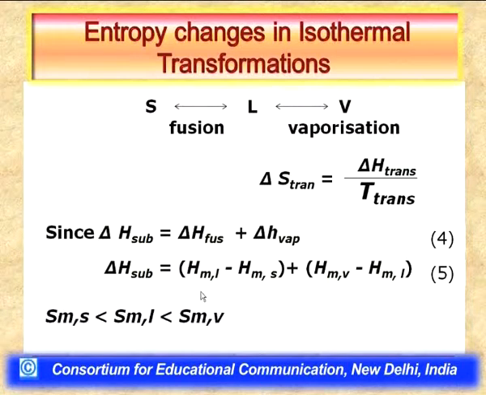Therefore, the enthalpy associated with the vapor phase will be highest, that of the solid phase of the same substance will be lowest, and in between would lie the liquid phase. Accordingly, if we look at this delta S transformation formula, it straight away gives us an idea that the molar entropy associated with the solid phase would be much less than the molar entropy associated with the liquid phase, which will be further less than the molar entropy associated with the vapor phase.